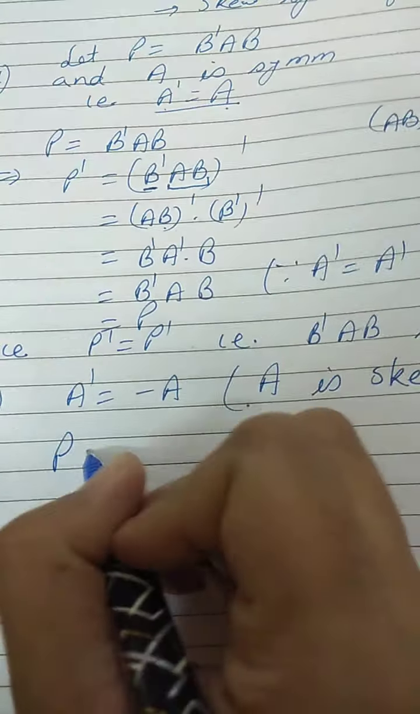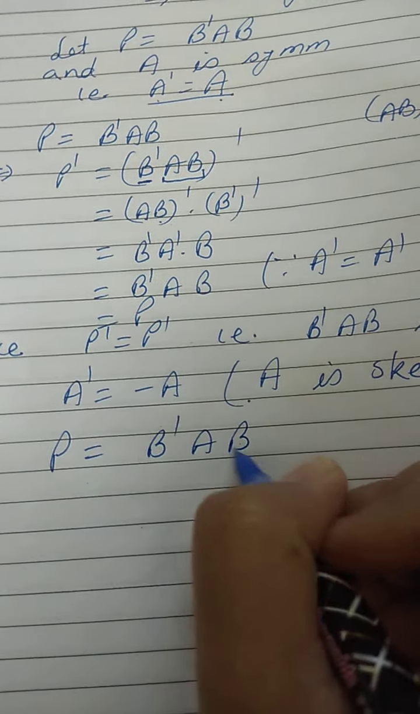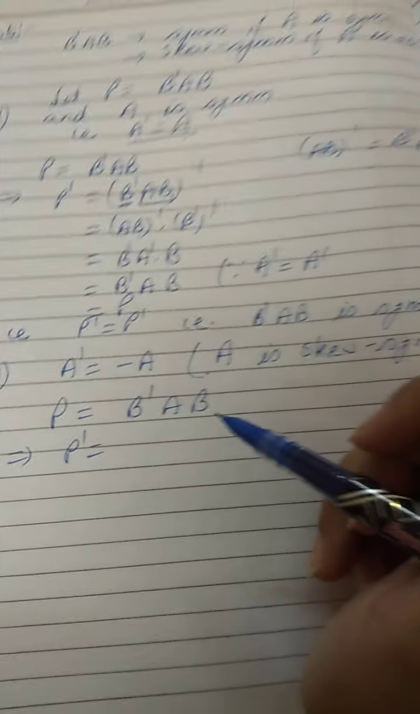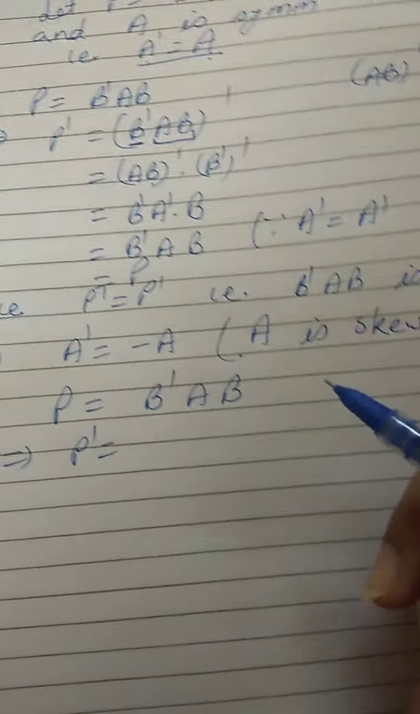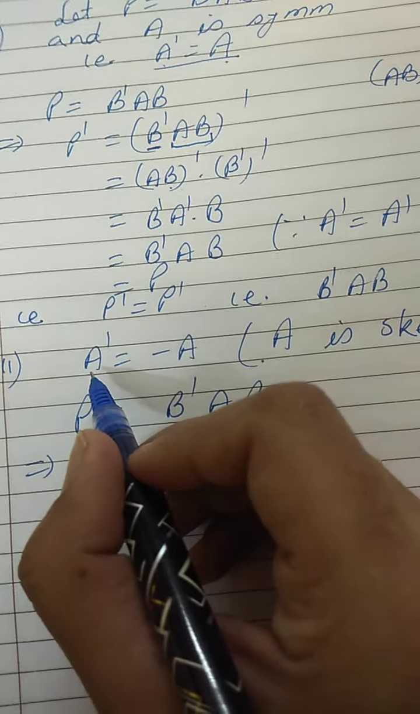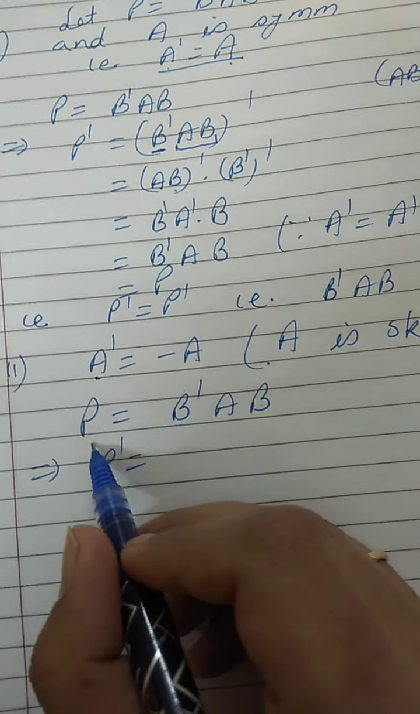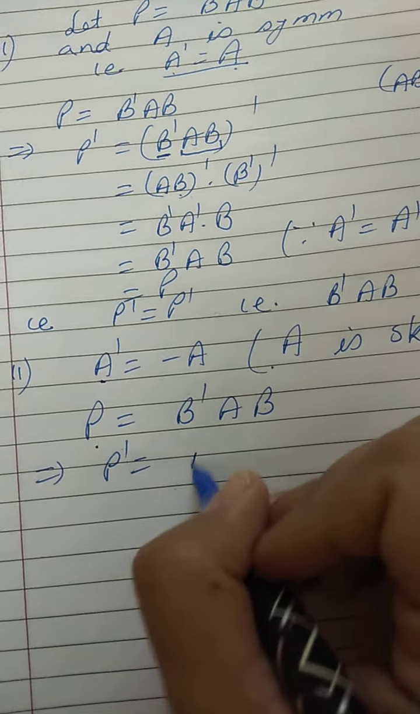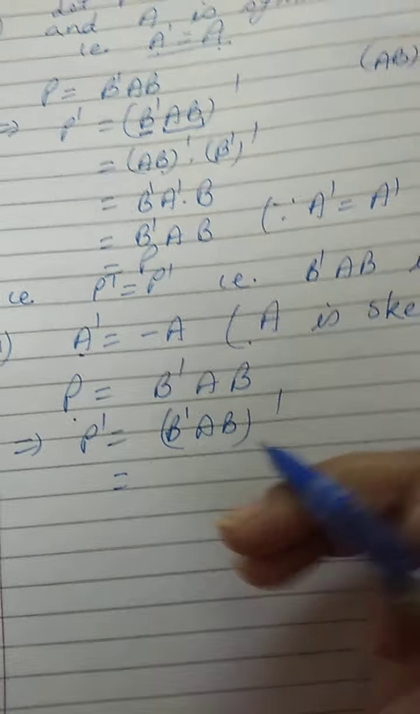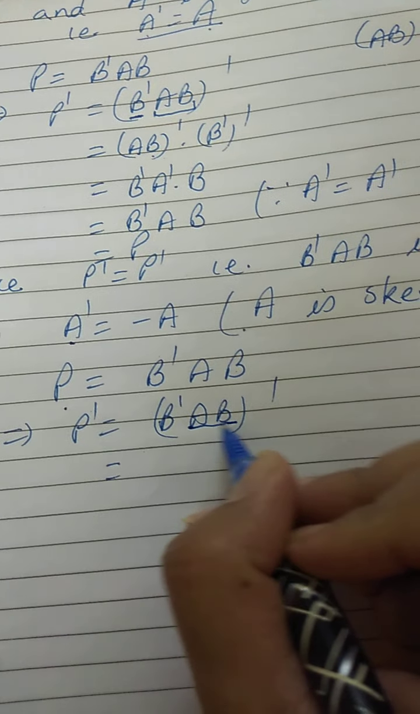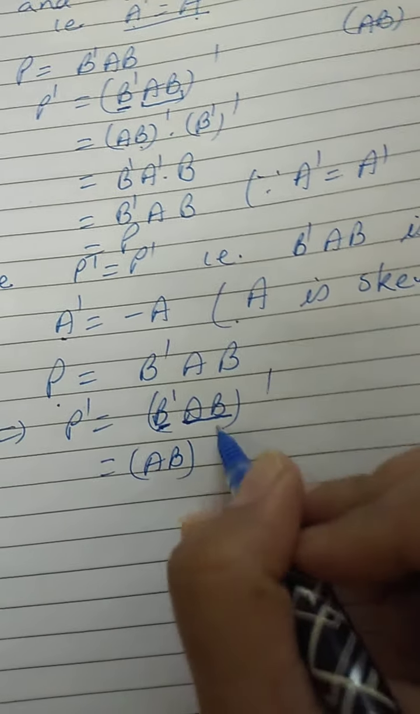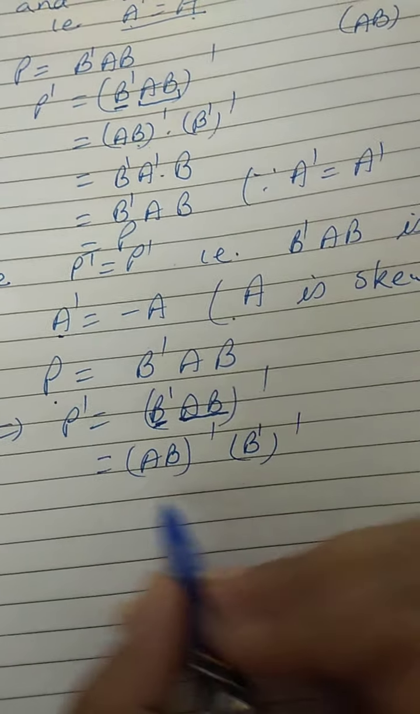Once again we will take P. P is B dash AB, and we will take the transpose of this. If P transpose comes as minus of P, it means P is here skew symmetric. So the condition is A is skew symmetric, and we will prove P is also skew symmetric. So let us once again take the transpose of this. Same concept we will apply. This AB we will take it as one element and this as the second element. So it will come AB transpose into B transpose transpose.